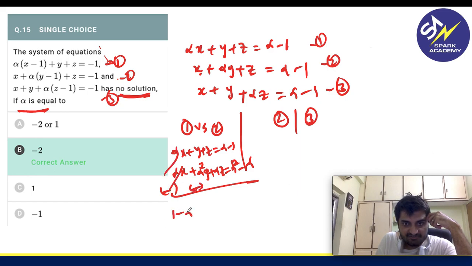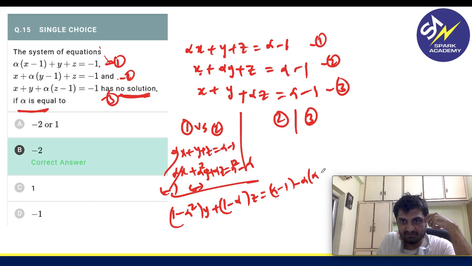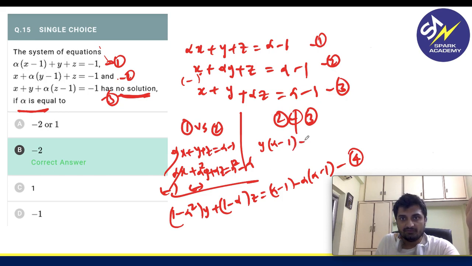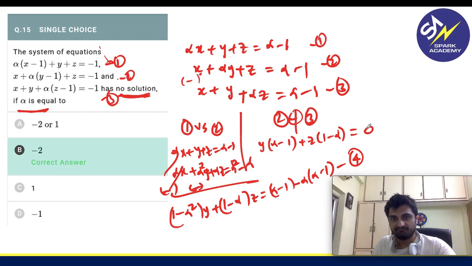So (1 minus alpha square) into y plus (1 minus alpha) into z equals (alpha minus 1) into (1 minus alpha) into (alpha minus 1), I'm getting. So this is equation number 4 I can write. Now 2 versus 3, if you just subtract, what will you get? 2 and 3 I'm just subtracting. So I'll get y into (alpha minus 1) plus z into (1 minus alpha) equal to 0, I'm getting.